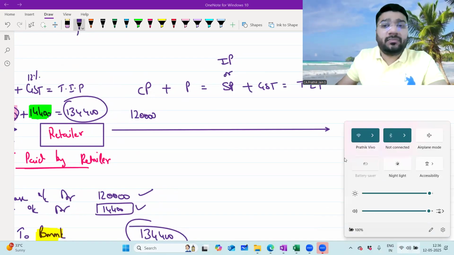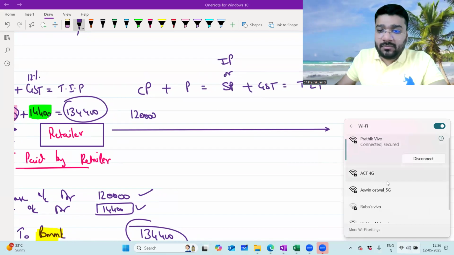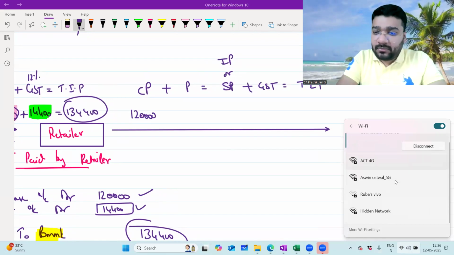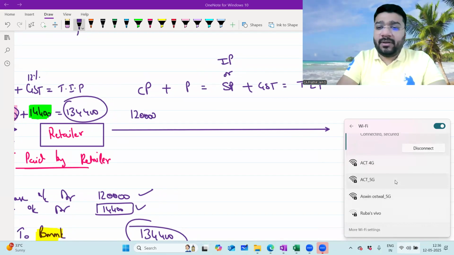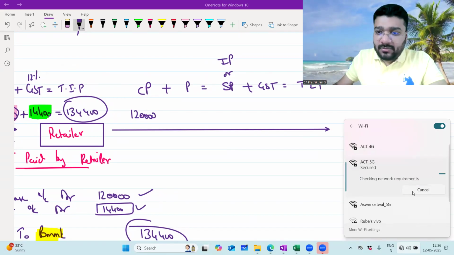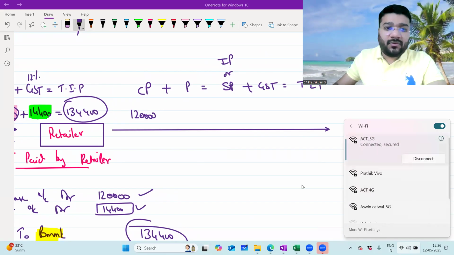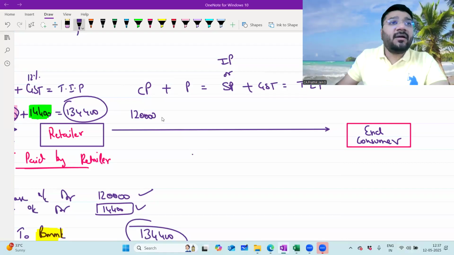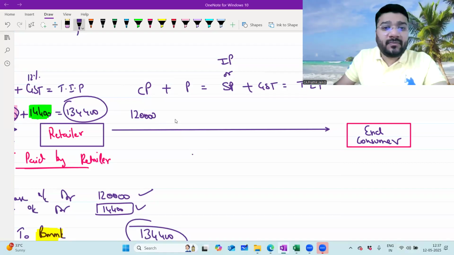Wi-Fi has come now? Where? 4G will not work properly. 5G. Okay. Chalo. Okay, now it's connected. Let's see. But still, you check with him what the problem is.